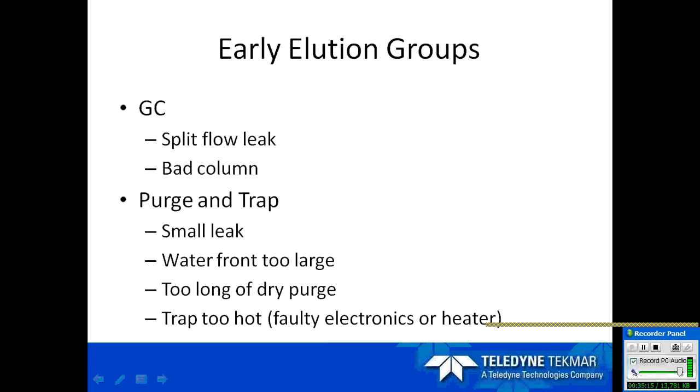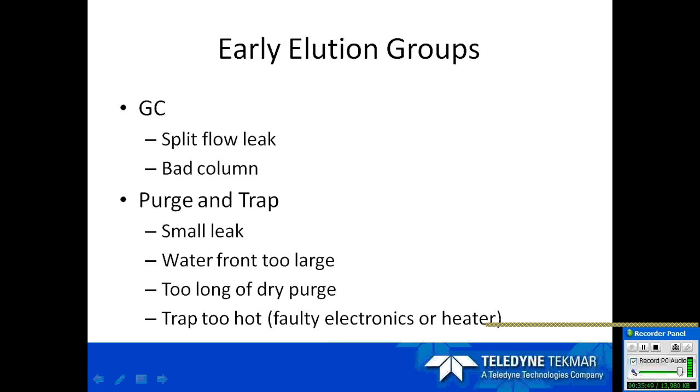Possibly your water front might be too large. With the water front, that ties into desorb time and your dry purge. The longer you dry purge, the more water you're pushing through the system, trying to get it out. That might end up on the column. Another thing is with too long of a dry purge, your light compounds, you might blow those off the trap to the vent and you may not recover them at all. Or you might see tailing or fronting, depending on how much dry purge flow you're pushing through there.